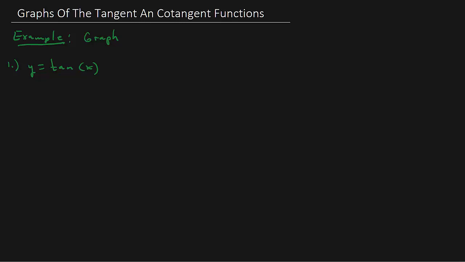So we're going to start out first graphing just y equals tangent x, just the basic tangent function. Now, we know that tangent is undefined at 90 degrees, and it's undefined at negative 90 degrees. So when you're graphing tangent and cotangent, you want to find two adjacent asymptotes. What I mean by that is two asymptotes that are next to each other.